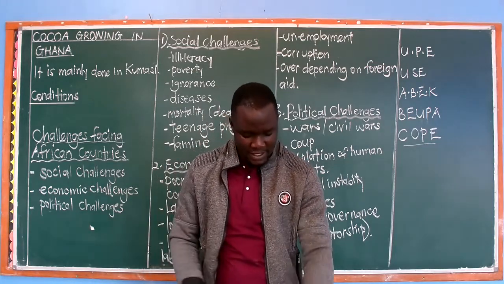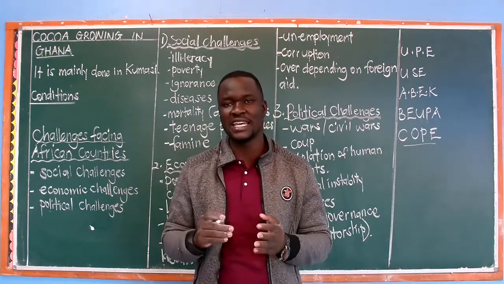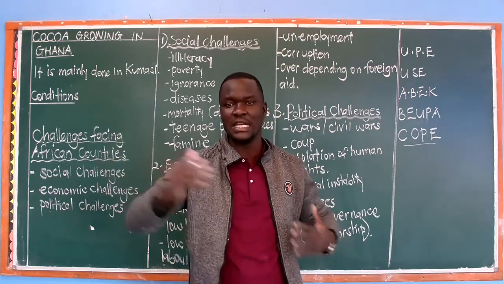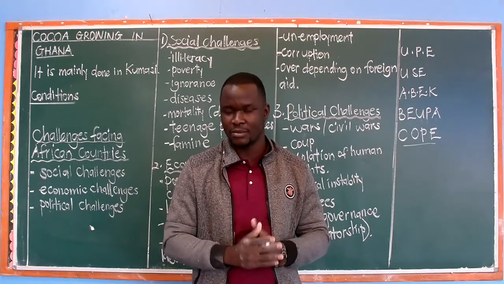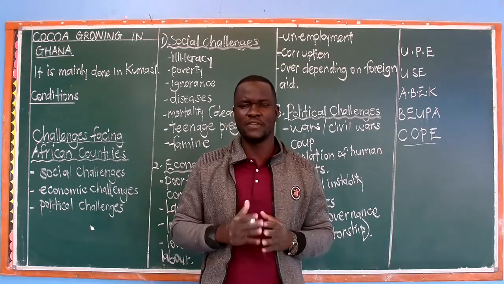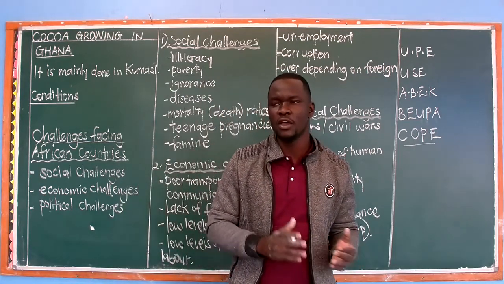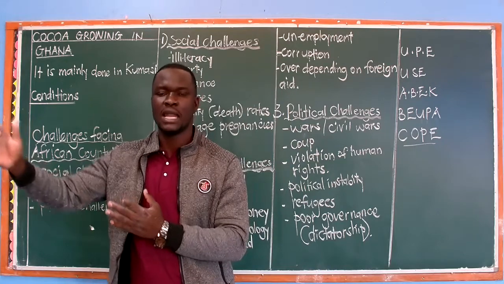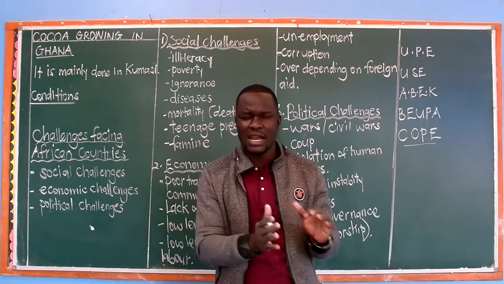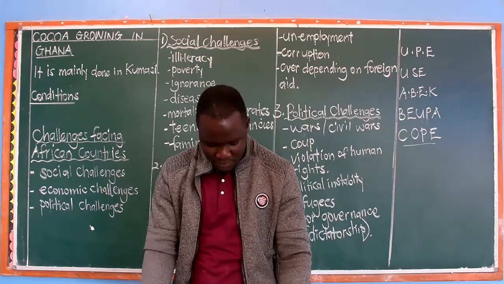So what we call life expectancy, as I have said, we are looking at the period that one is supposed to stay in this world. When you are born, how long do you live on earth before you die? That's what we call life expectancy. Sometimes we can have a low life expectancy or a long life expectancy. What makes us to have a low life expectancy? We have these things written.